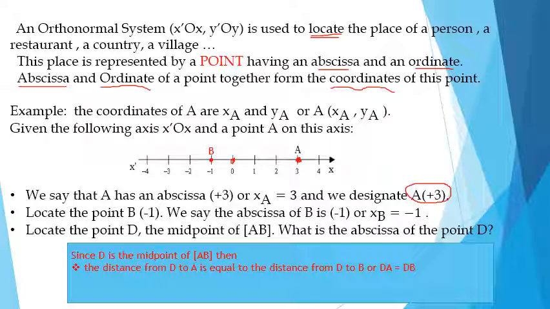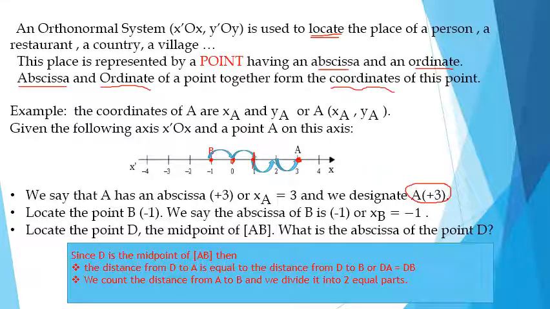For simplicity, I can say since it's the midpoint, the distance from D to B is equal to the distance from D to A. Where's the midpoint of B and A? Since we counted and found there are 4 steps, at the second step I can say that here is the midpoint. So here is where we locate the point D.